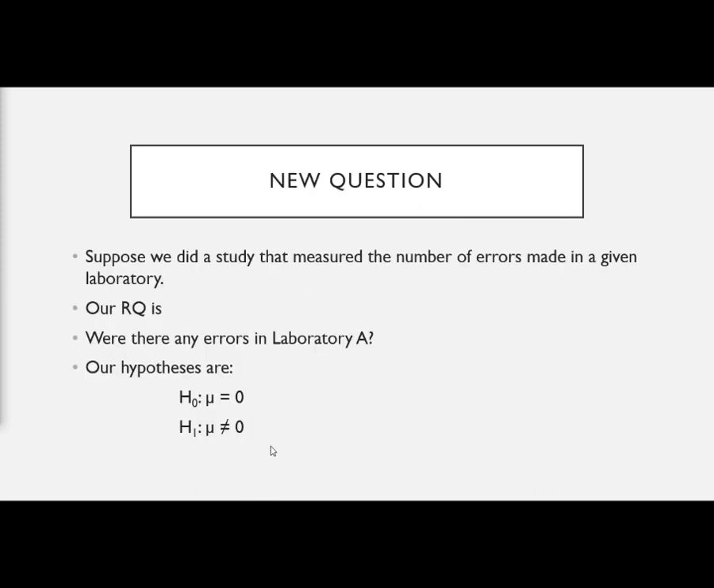So, let's consider a new question. Suppose we did a study that measured the number of errors made in a given laboratory. Our research question is, were there any errors in laboratory A? Our hypotheses are, the null hypothesis is that the mean of the errors, I should have a subscript error, the mean is 0, and the alternate hypothesis is that the mean is not equal to 0. So it's a two-tailed test, because we're not designating any direction.